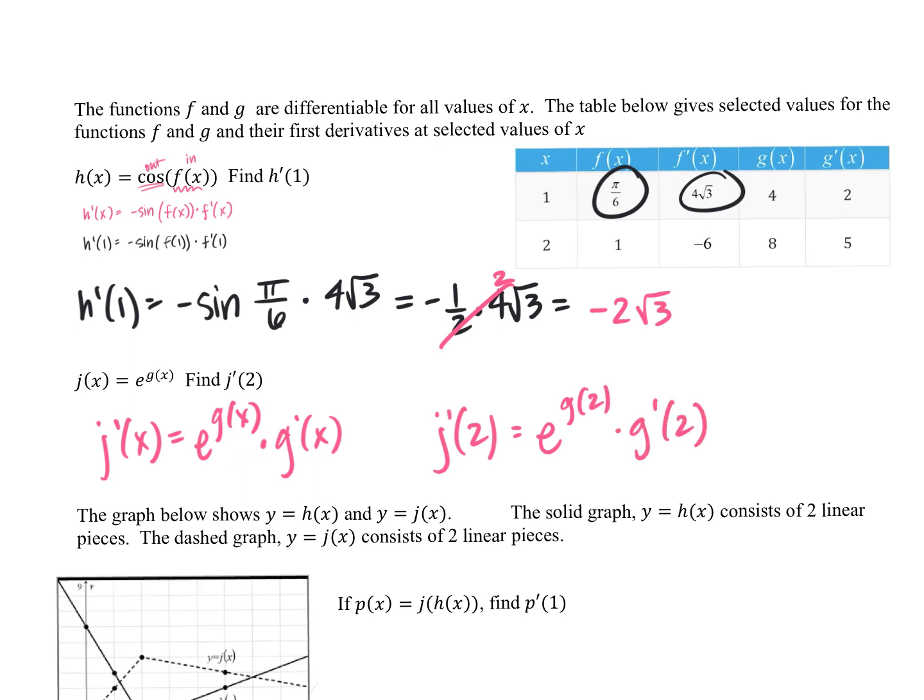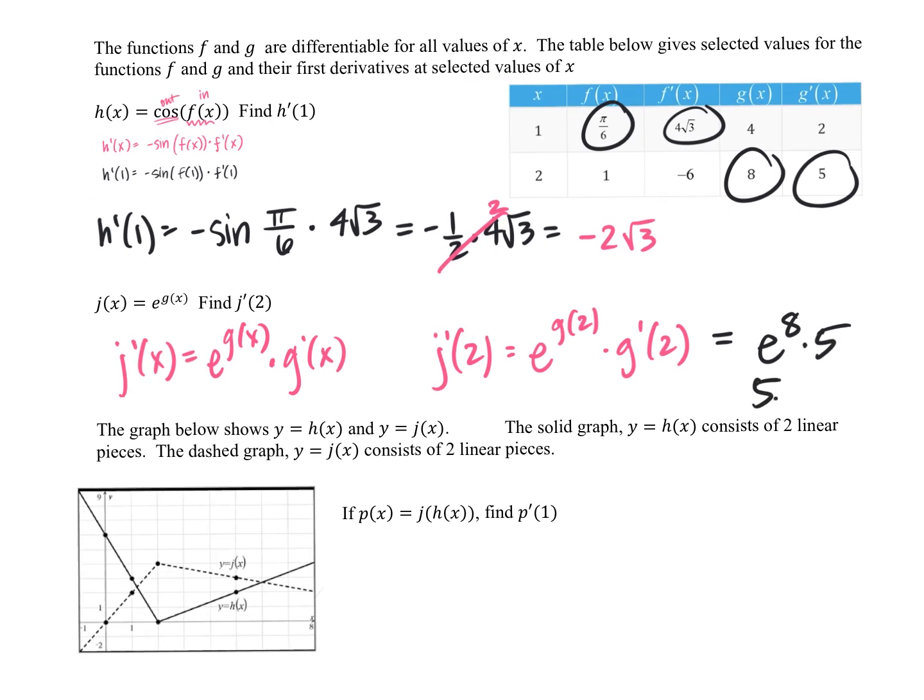And I get these steps are excessive and they're annoying to write out. But you guys, this calculus is so advanced, I really think it's important to write it out each time or else we're going to make a mistake. E to the G of 2. What's G of 2? 8 times g prime of 2. Could I write my final answer as 5e to the 8th? Yes, you can.